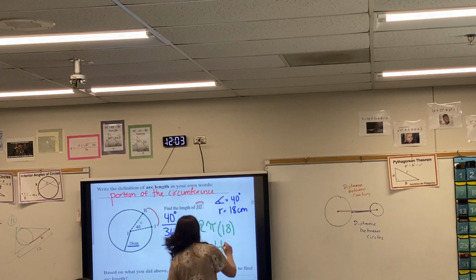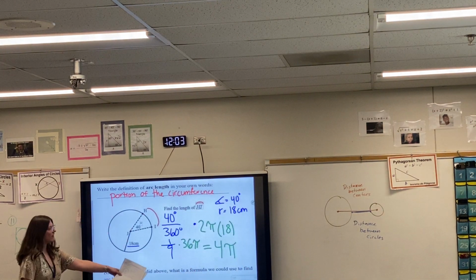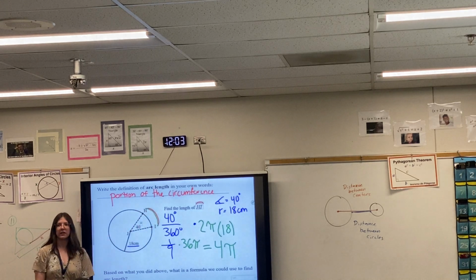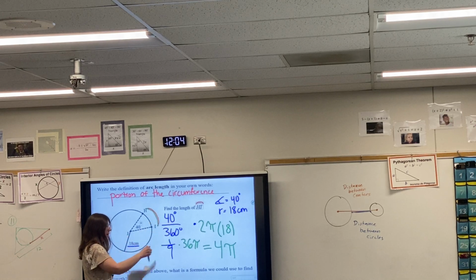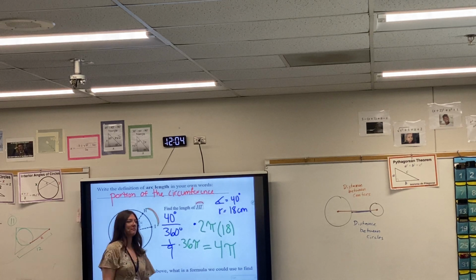I know I can call on you more. I know some of you like to just call out. Okay. Well, what is this telling us? Suddenly we found the length of that arc. What I want you to recognize is we're taking a piece of the circumference. That's all it is. Piece of the circumference. How do we get 4 pi?